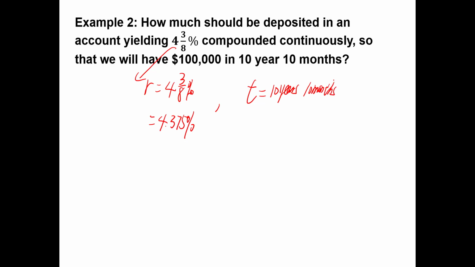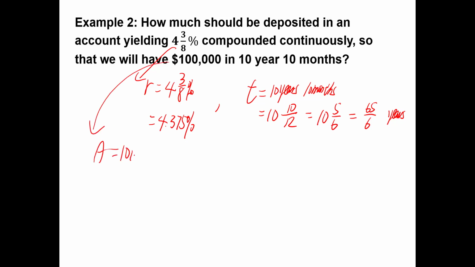Again, time t must be in years, so it's 10 and then 10 over 12. Simplify to 10 and 5 over 6. Now we turn it into an improper fraction: 10 times 6 gives us 60, adding 5, 65 over 6 years. We also know the ending balance A equals 100,000. So we want to know the principal amount. How much do we need to invest as a principal right now? So we look for P.